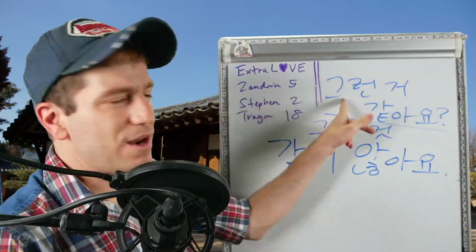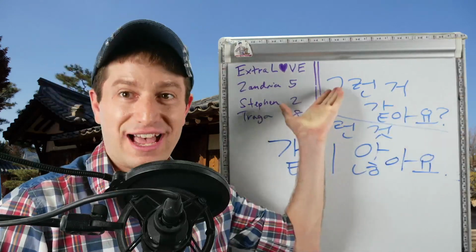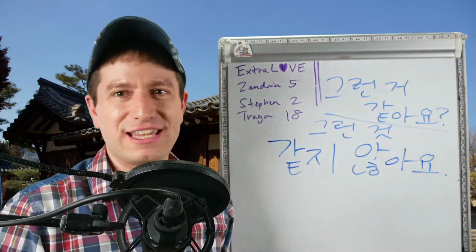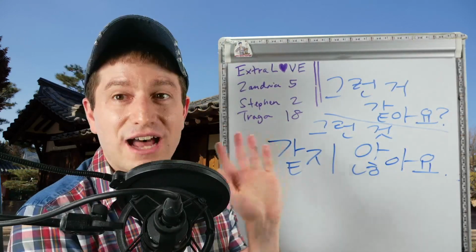Let me give you an example. One person asks another person, 그런 것 같아요? 그렇다, to be so. So do you think so? 그런 것 같아요? Do you think it is? Do you think so? And you want to say, I don't think so. You could just say, 안 그런 것 같아요.